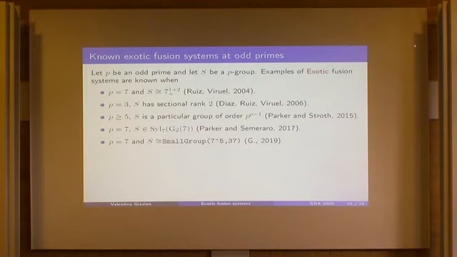In my PhD thesis, I classified the fusion systems on groups of sectional rank 3 for p greater or equal than 5. In doing that, I uncovered a new exotic fusion system, one defined on a group of order 7 to the 5, and its nickname in Magma is SmallGroup(7^5, 37).